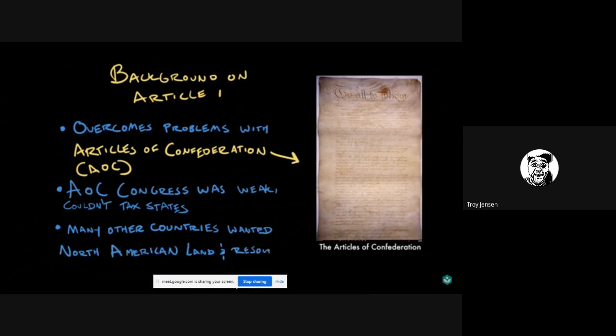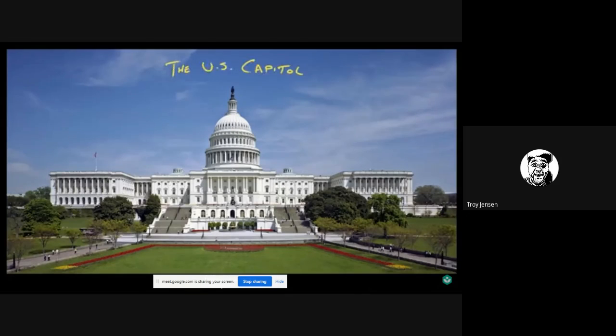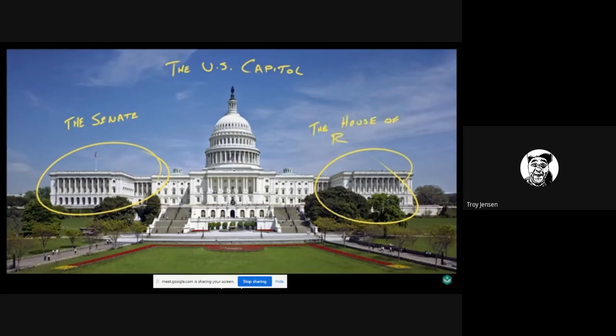Okay, so we all know today that our legislative branch is made up of the Senate and the House of Representatives, but it didn't have to be that way. So why was it that the framers settled on this 2-house structure for the legislative branch? I think for several reasons.